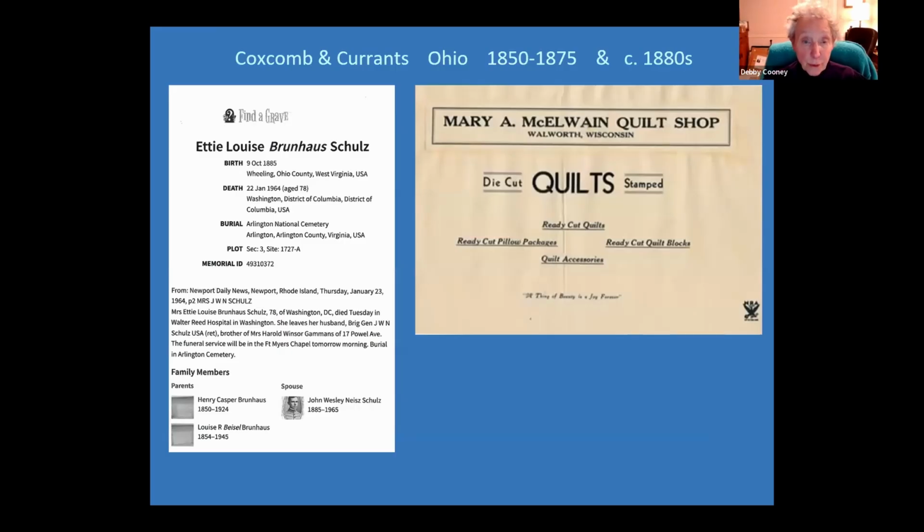So Ettie did not make this quilt. Susan's quilt is so similar that it's pretty clear that she just commissioned it from Mary McElwain's shop. But without the extraordinary circumstances of finding her through Susan, I never would have known that she didn't do the work herself, that it was actually Mary McElwain. So that's my story.